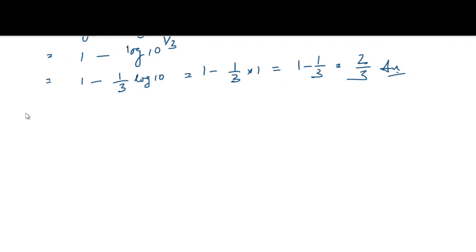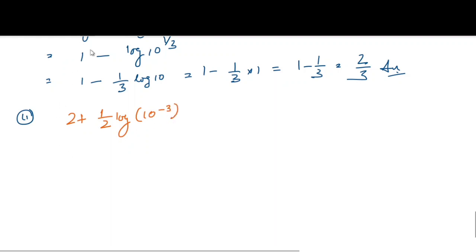So now question number 2, that is 2 plus half of log 10 to the power minus 3. Okay, so how to solve this one? The 2 will remain as it is, so half log 10 to the power minus 3. Instead of writing this minus 3 here, we'll write this minus 3 on the left side of the logarithm. So we'll write it like this: minus 3 into log 10.